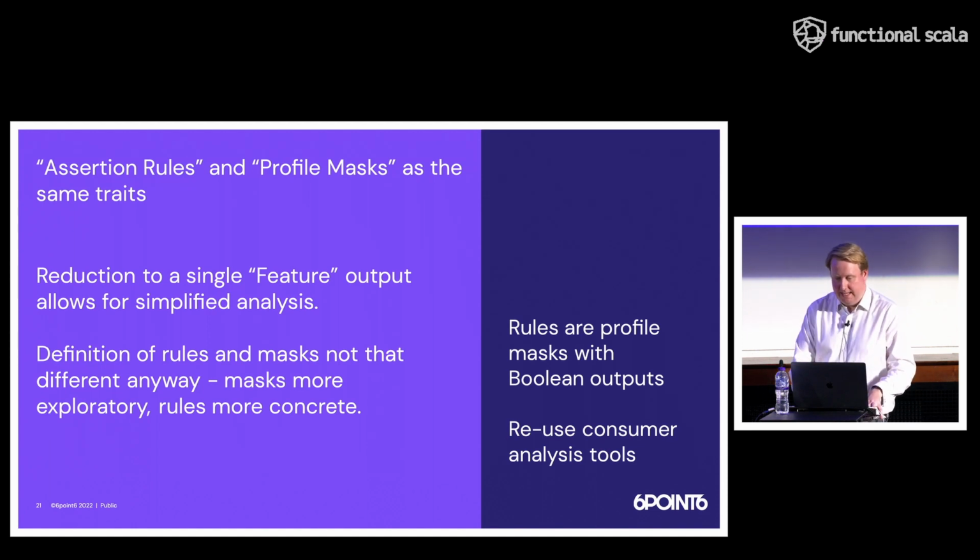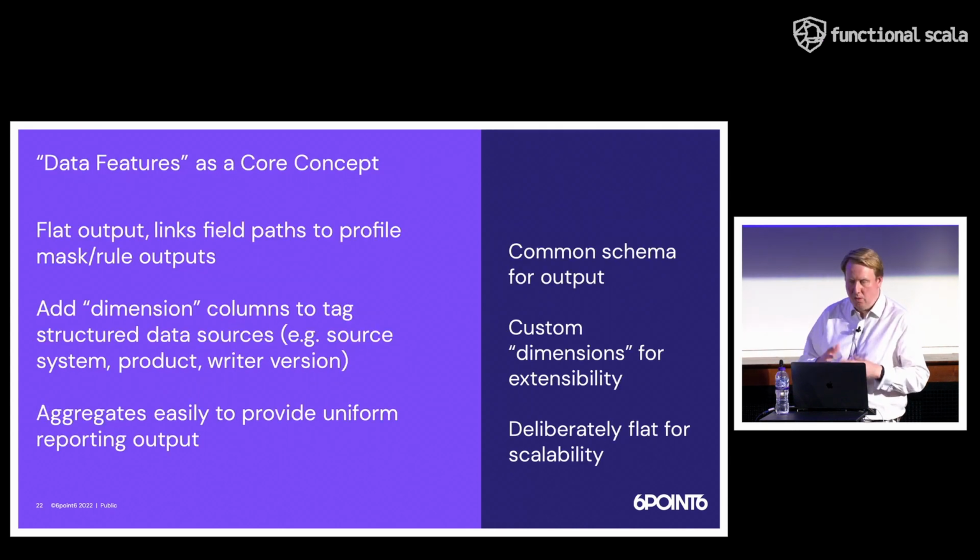So one of the things we did to simplify this and let it scale more is to reduce the output of this to basically a single feature. So the assertion rules and profile mask output in the same way, right? And what that allows us to do is to analyze them in the same way once we've got all the results. And to do this, we basically got a flat output, which looks like this.